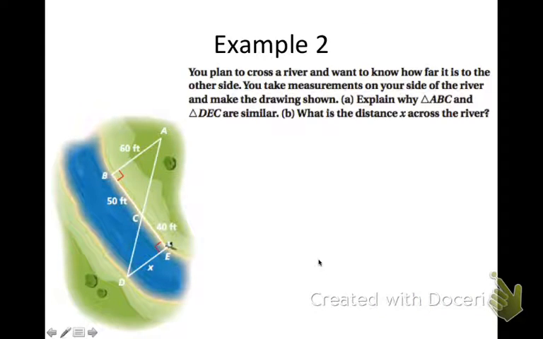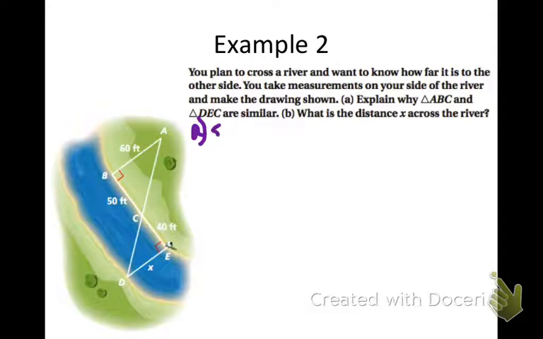Okay, example 2. You plan to cross the river and want to know how far it is to the other side. You take measurements on your side of the river and make the drawing shown. A, we're going to explain why triangle ABC and triangle DEC are similar. And then B, we're going to find the distance across the river. So for part A, we need to start evaluating some things.